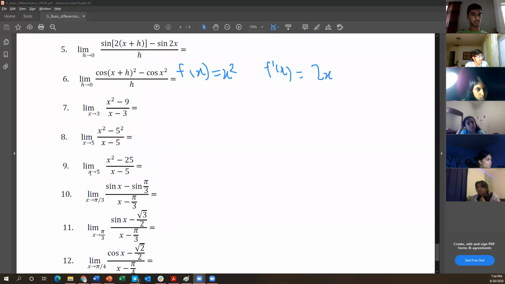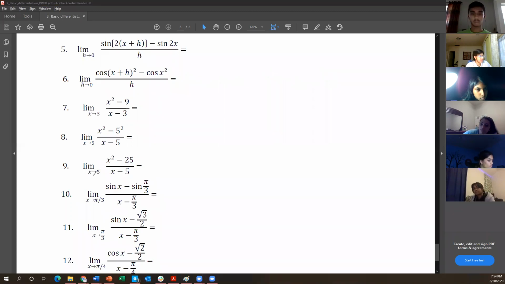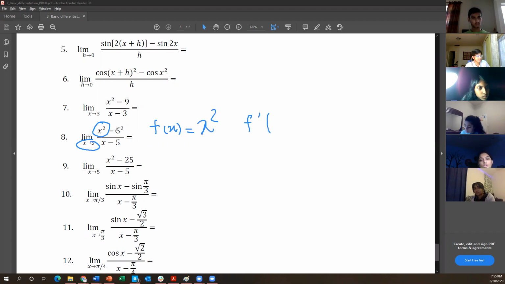And then the other ones, like these right here, once again you just have to remember the structure of the limit. This one is f of x minus f of a over x minus a, so f of x is the first one here. And here it's asking you to find the derivative at a specific point. So f of x is equal to x squared, and specifically it's asking for f prime of 5, because that's what the limit is. So f prime of 5 is equal to 10, because 2 times 5 is 10.